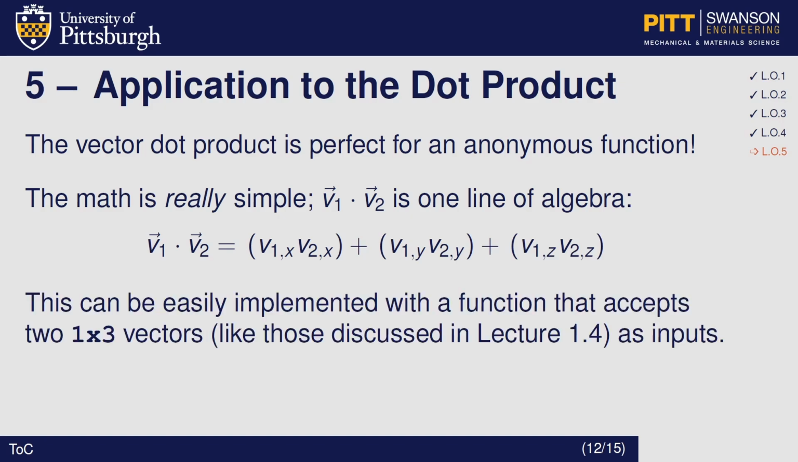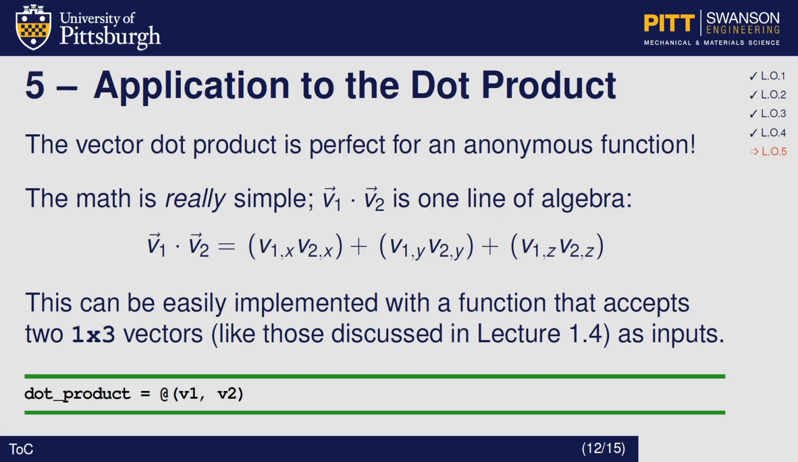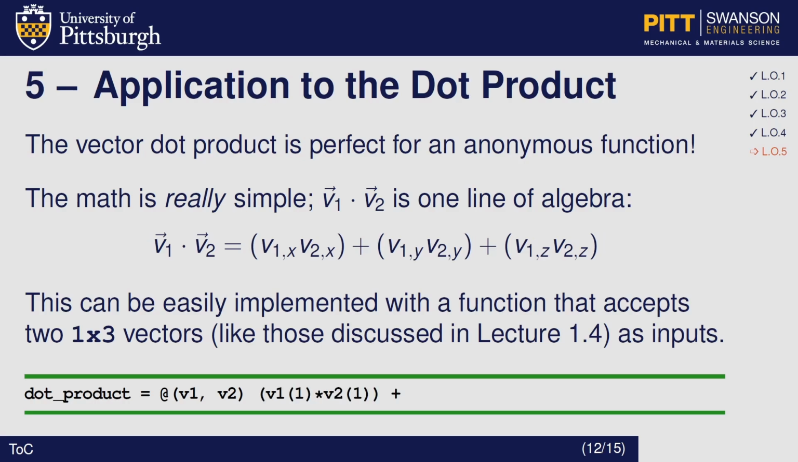And that can be implemented with a short function that accepts two 1x3 vectors like those discussed in the previous lecture as inputs. We'll store it in a variable called dot product and define the two inputs with the @ operator as v1 and v2. Then we multiply the x components of v1 and v2 by accessing the first element of each vector using the index 1 in parentheses. Then we add the product of the y components in the same manner but with index 2. And finally, we add the z components with index 3.